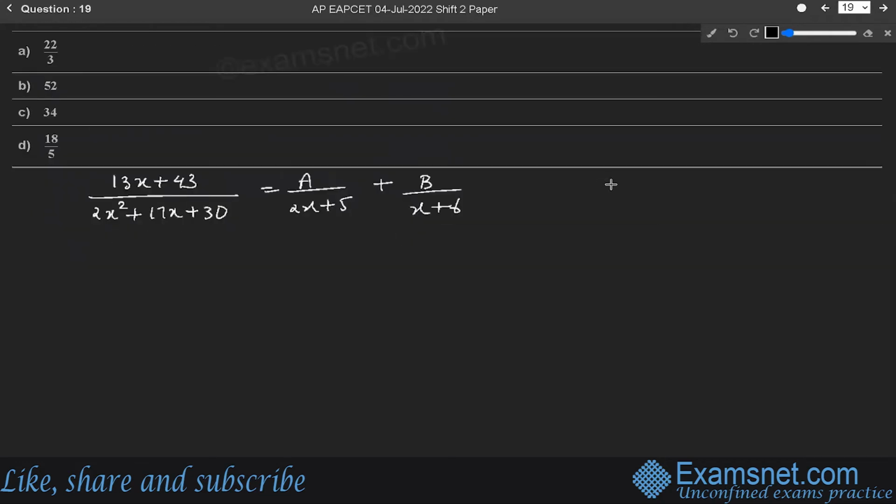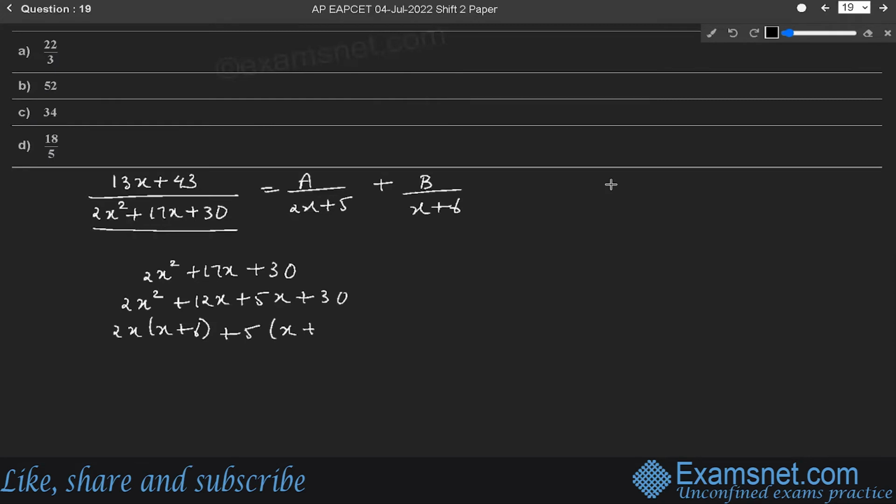You can see here there is an equation, 2x square plus 17x plus 30. Now let us find the factors for this equation by splitting the middle term. So it will be 2x square plus 12x plus 5x plus 30. So taking 2x common, it will be x plus 6. Similarly, taking 5 common, it will be x plus 6. So we can say that x plus 6 and 2x plus 5 are the factors for this equation. Therefore, in the place of this equation, we can write (x plus 6) into (2x plus 5).